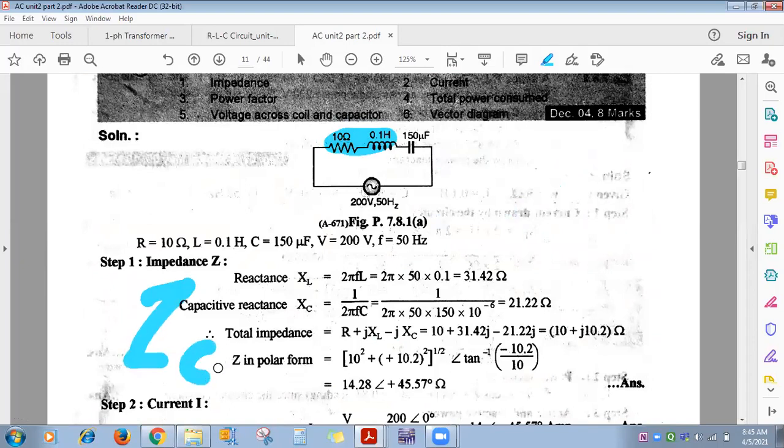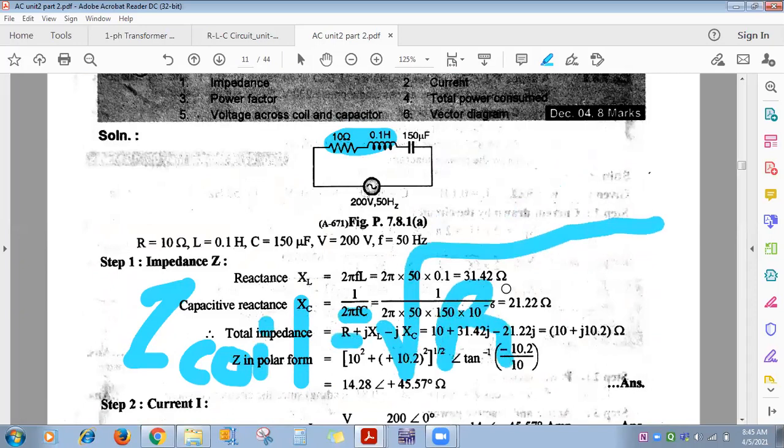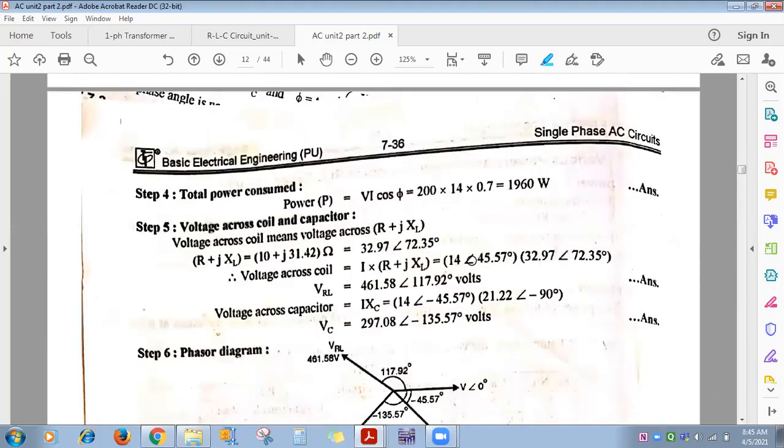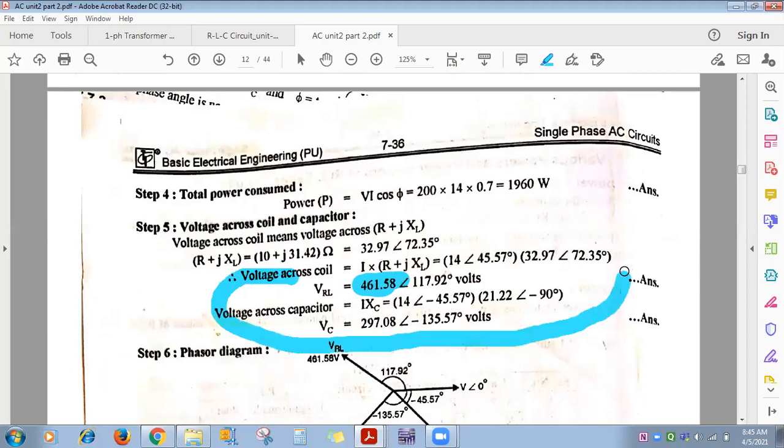And what is Z of coil? That you have to calculate. What is Z of coil? Square root of R square plus XL square. ये फॉर्मूला यूज करके आपको मैग्नीट्यूड मिल जाएगा Z कॉइल का, and that magnitude into current will be the voltage drop across coil. Okay, and that you will get it this one, 461.58.